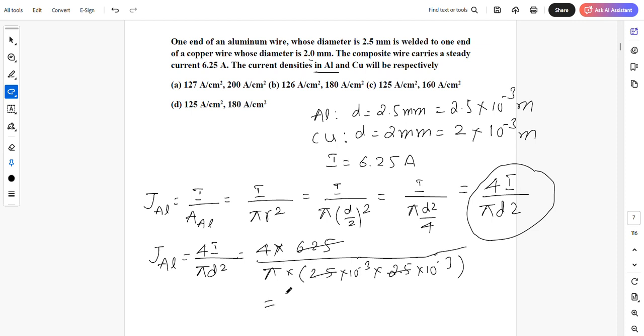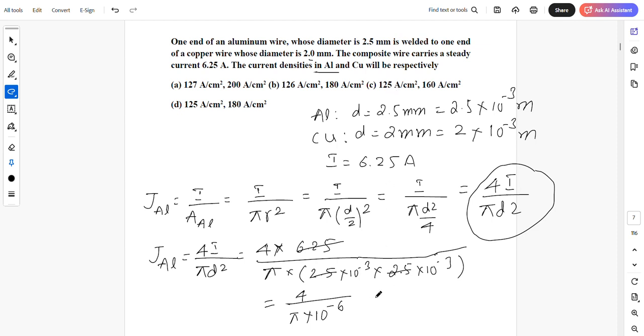Okay, how much is 4 by pi? 4 by pi will be approximately, how to calculate 4 by pi? Okay, this is 4 divided by pi into 10 to the power of minus 6. Now whenever you have 4 by pi into 10 to the minus 6, how will you calculate? 4 by pi will be approximately 1 point something. But here almost, see here 127 is here, 126, 125, you have to be careful.